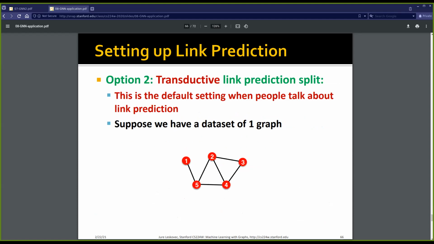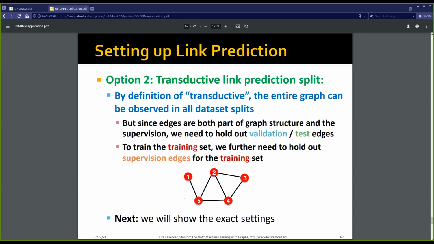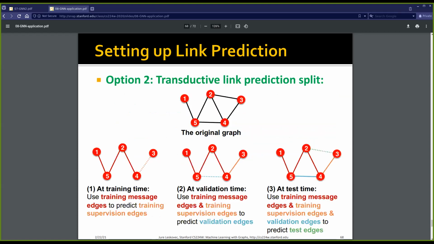Then we also have transductive link prediction. It's the most popular case. And in this case, we need to only assume that we hold out the edges that are in the validation and test sets. And we use the remaining set of the training edges, but also with holding out the supervision edges. It's quite tricky, but let's look at this example.